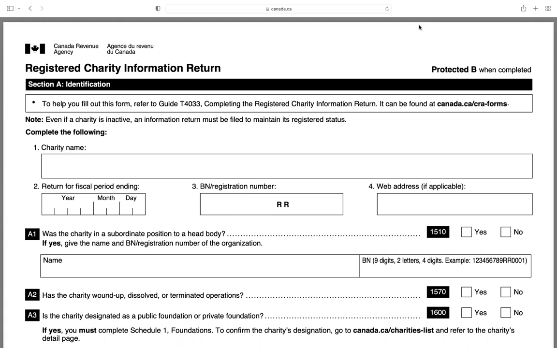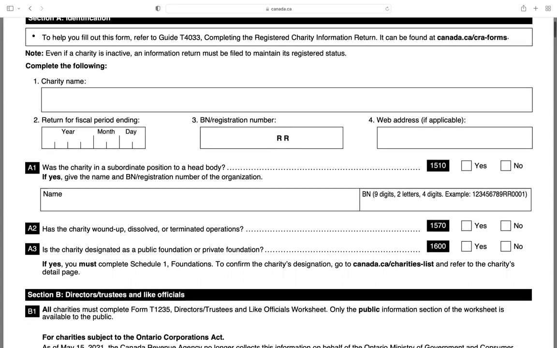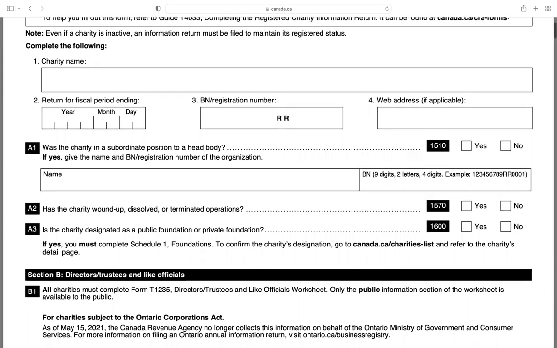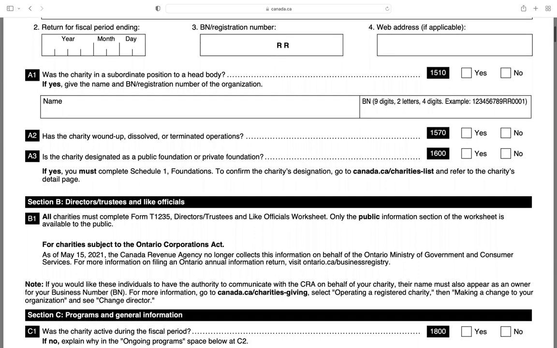Number one, the charity name, the return for fiscal period ending, your registered number, and the web address if you have any. And also the charity in the subordinate position to a head. And also you have to fill in A1, A2, A3 section, then you go to section B.